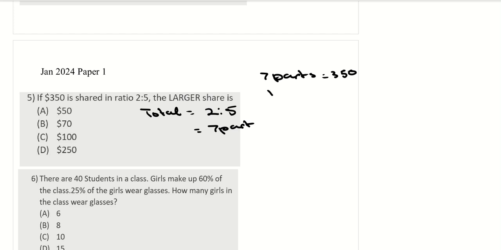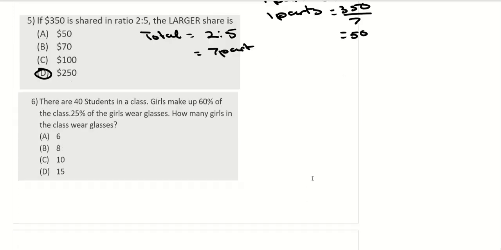So we know that if 7 parts is equal to 350, then one part would be 350 divided by 7, which is 50. And they want to know the larger share, which is 5. 5 by 50 is 250. So the answer would be D.